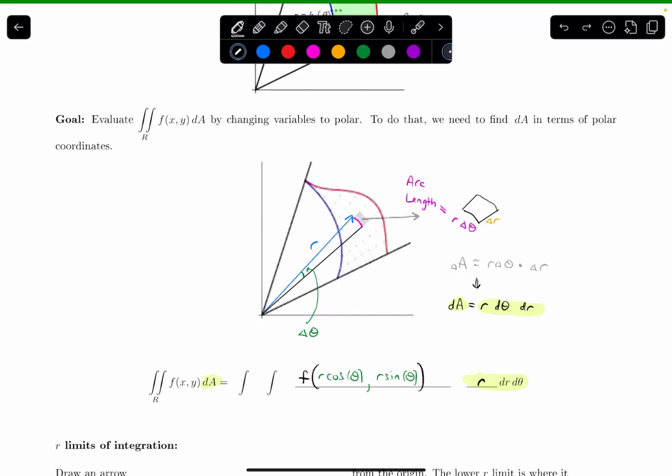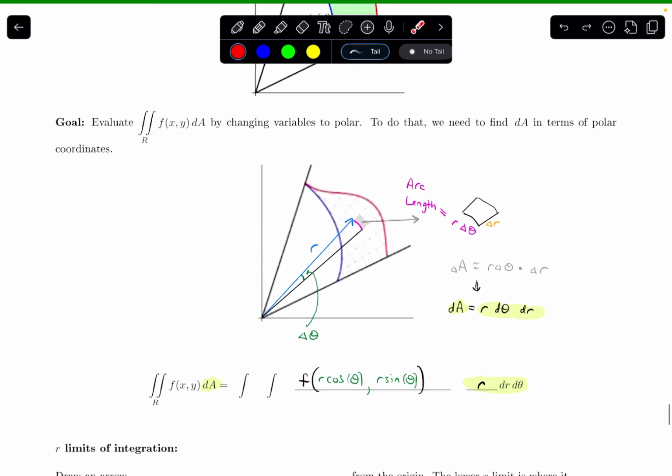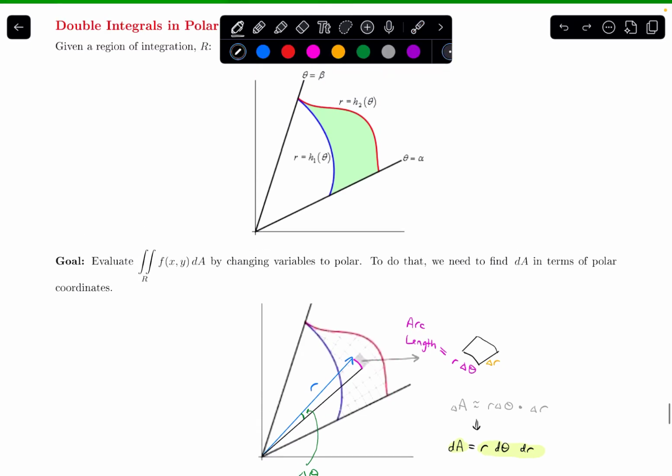Okay, so what I'm missing now is my limits of integration. To get the limits of integration, we tend to put the dr on the inside for polar integrals and the d theta on the outside. So if I want to get the limits of integration in terms of r, going back to my first picture, I'm going to draw an arrow radially outward, and think about when that arrow enters my region and where it exits it.